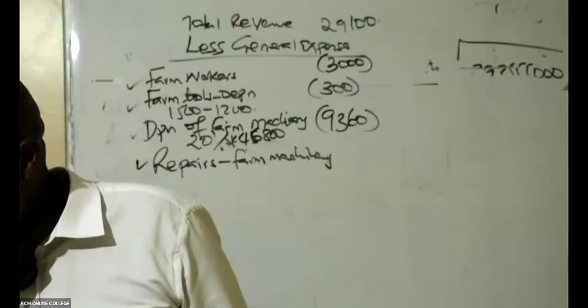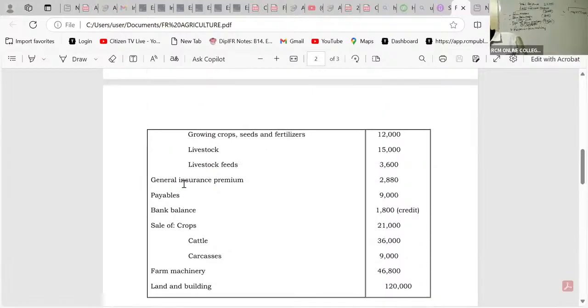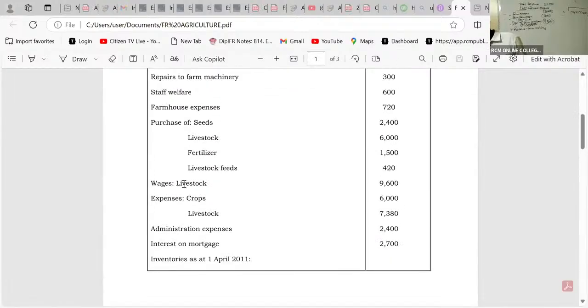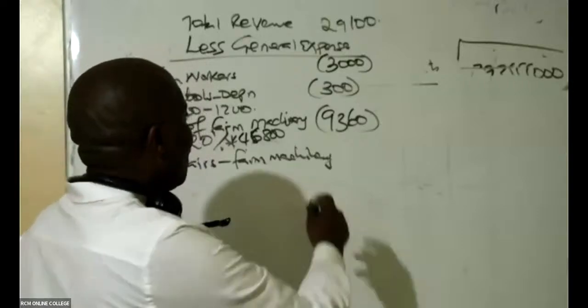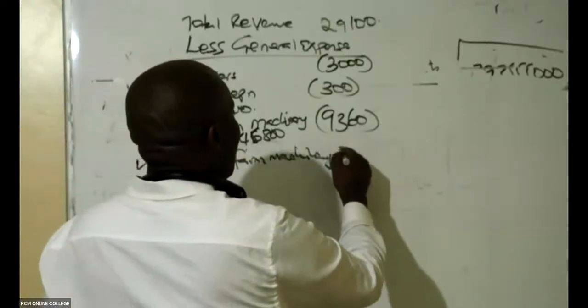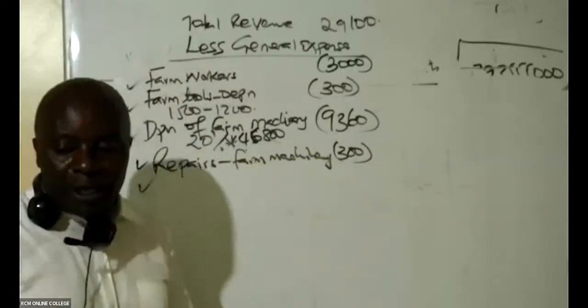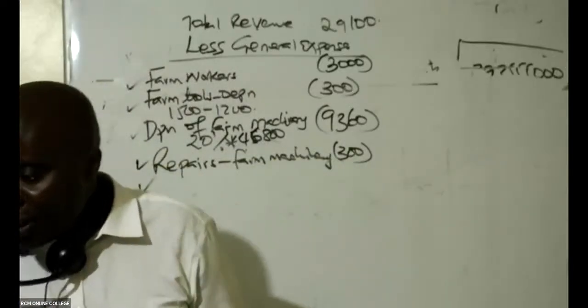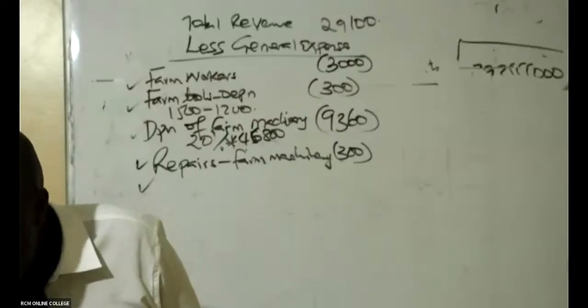So if you look at our trial balance, we're able to see repairs here. Repairs to farm machinery, 300 bob. You're right. So then after that, you'll be able to move on to something different. So what are we looking at? Remember, we are still following our trial balance down.